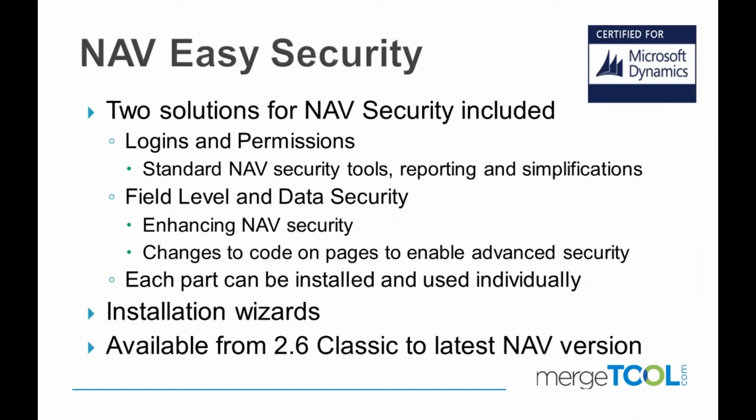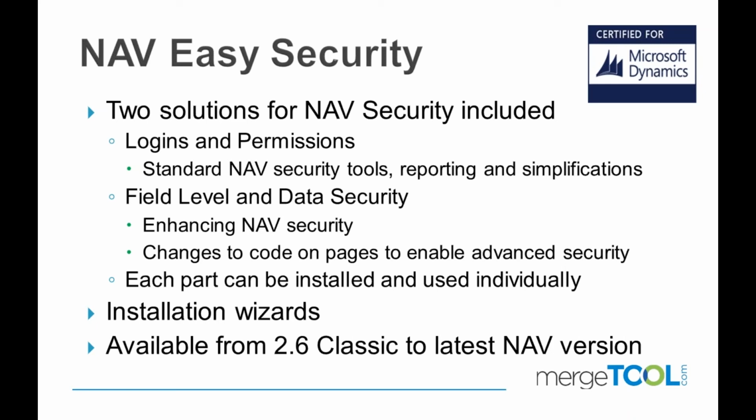Our solution, the NAV Easy Security solution, really contains two parts. One is login and permissions, and it's a set of tools for the normal NAV security. It allows you very precise security to be set up. So if you have segregation of duties, that's one of the things that is very common to be done with this tool. We also have a lot of reporting that allows you to see what a user can do in the system based on the permissions that have been assigned. And one of the key things is, of course, we simplify the whole process, allowing it to be done in some cases within hours instead of actually spending weeks or even more setting up security.